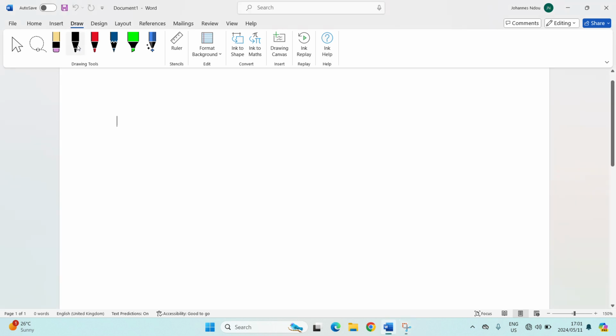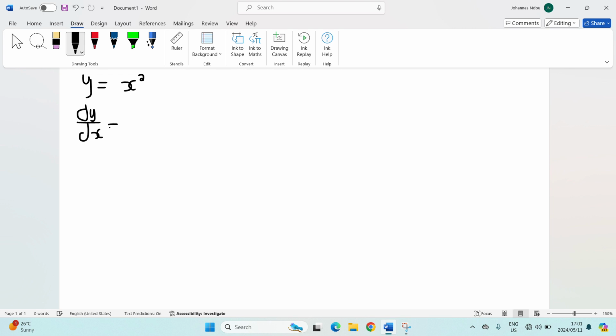In this lesson, we'll be talking about how we can use something called the first principle to find the derivative of a function. Suppose we have given y is equal to x squared. How will we find the derivative of this function? Well, we're going to use the power rule. Hence, dy over dx will be equal to, I take the 2, move it to the front, and subtract 1 from 2, and my answer is 2x.